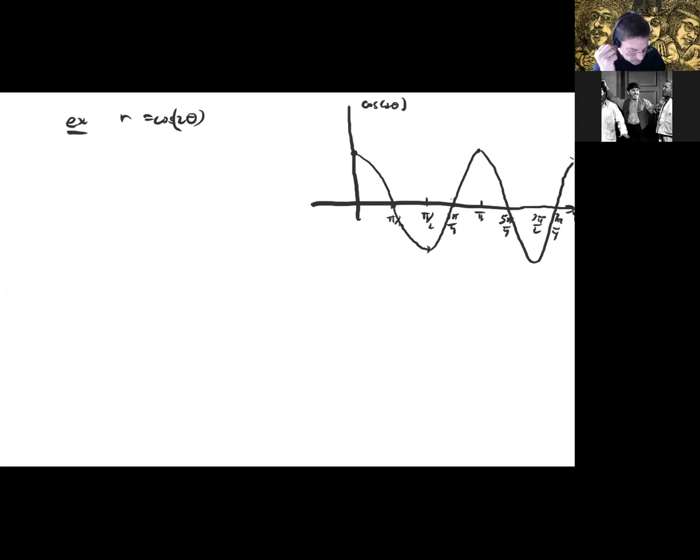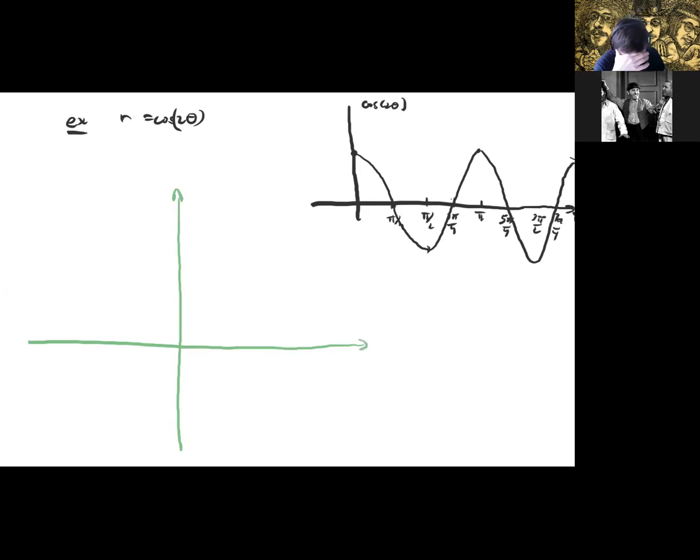Like that. Okay, so that is going to help us graph it. So let me now get a set of axes. This is the polar plane. Okay, and let me start graphing this.